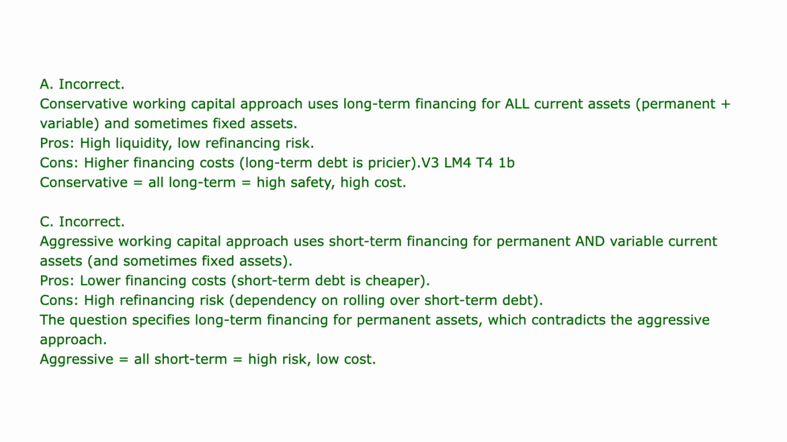A conservative approach is distinguished by using long-term financing for all current assets, including variable ones, which is more expensive but safer. An aggressive approach is distinguished by using short-term financing for all current assets, including permanent ones, which reduces costs but increases refinancing risk. Because the question specifies using long-term financing only for permanent assets, it mathematically excludes the other two categories.